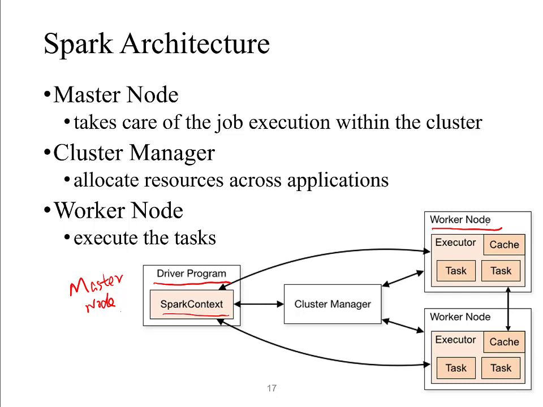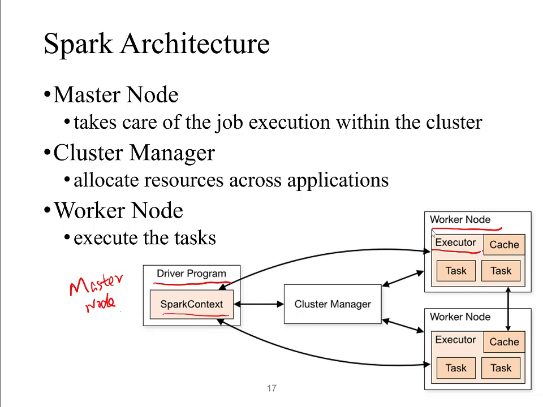Once connected using a Spark context, Spark acquires executors on the nodes in the cluster. The executors are processes that run computations and store data for your application. So if you increase the number of workers, then you can divide jobs into more partitions and execute them in parallel over multiple systems. So it will be faster, of course.